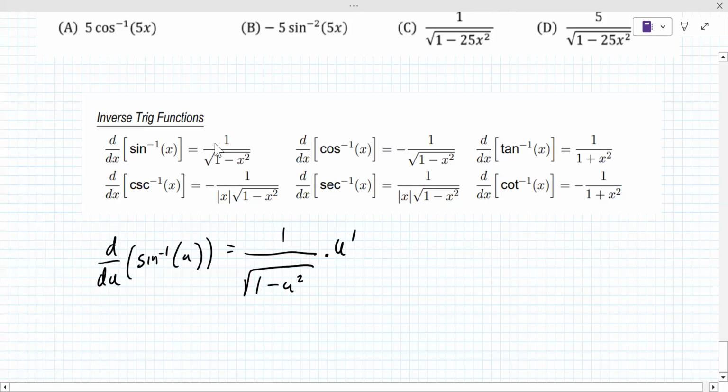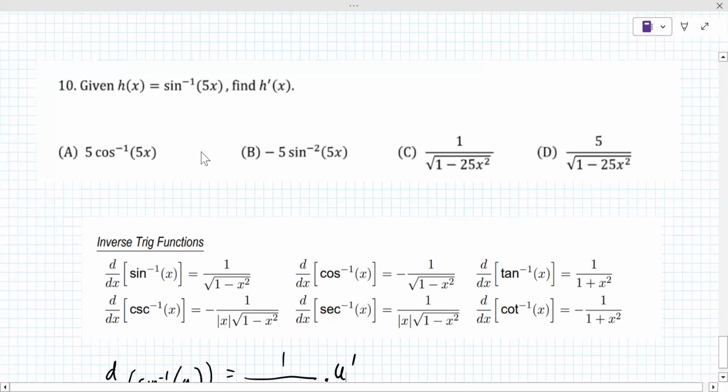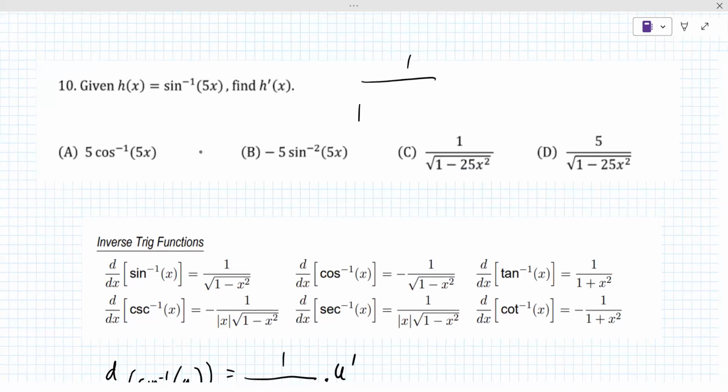So the x in all of these represents whatever you're taking the sine inverse, cosecant inverse, cosine inverse of. In your problem, it's 5x. So it's 1 over the square root of 1 minus 5x squared. That's where the 25x squared comes from. But then you have to multiply by the derivative. What's the derivative of 5x? 5. And that's the difference between C and D.